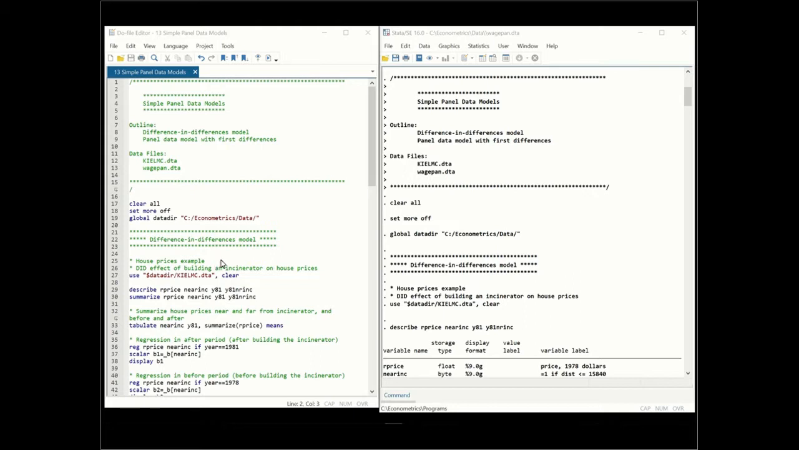Here we would have that a garbage incinerator, which means a waste treatment facility, was built in a neighborhood. And so we're interested in calculating the difference in differences effect of building this incinerator on the house prices for houses that are near the incinerator. We would be using this data set for this example. So we're reading in the data set and then we're describing and summarizing the data.